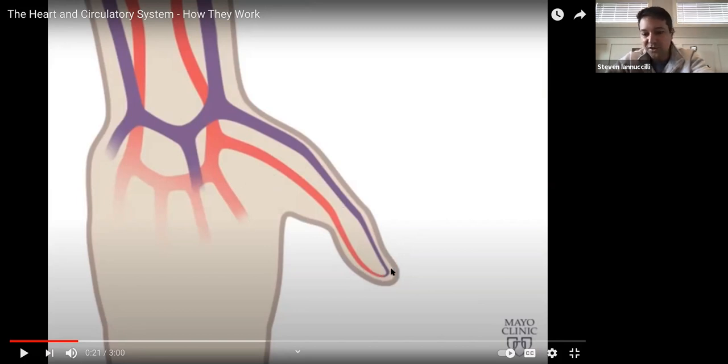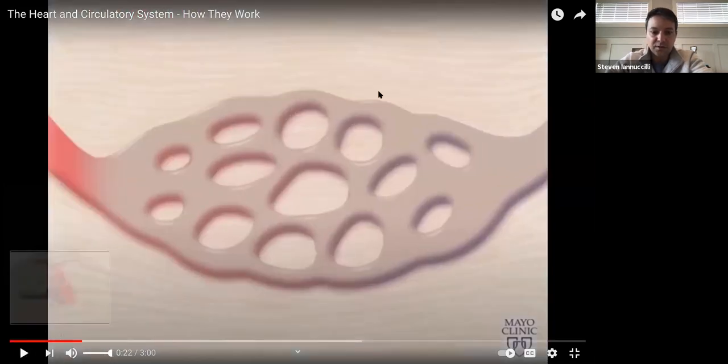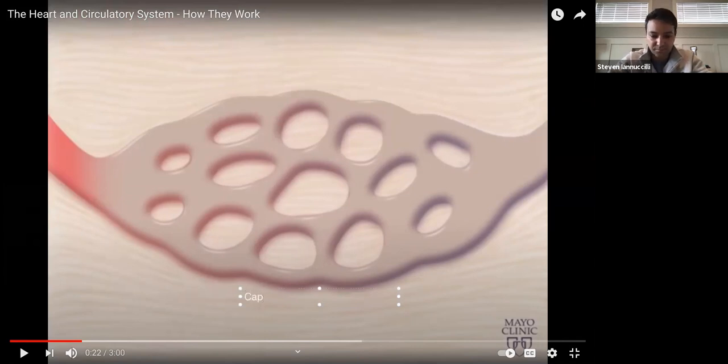So there has to be a connection somewhere where arteries become veins and where veins become arteries. And we see it here in the thumb of this model. Where that connection happens, which circulates, this is called a capillary. So just make sure that you know that this is a capillary. Where veins and arteries merge to become one blood vessel, that's called a capillary.